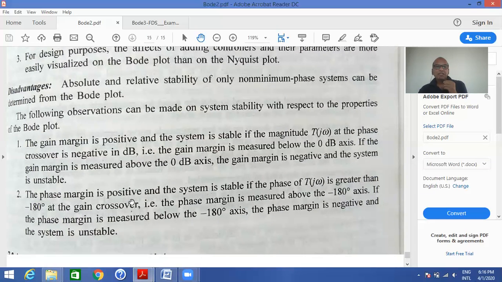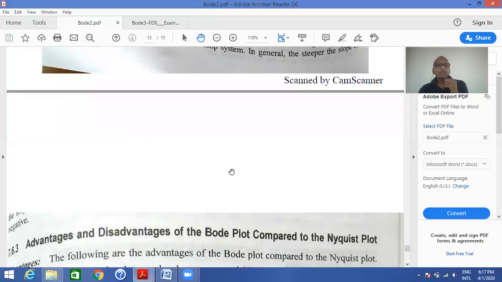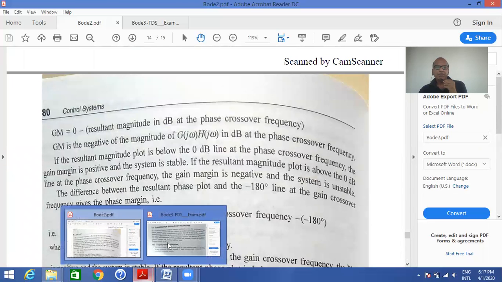Similarly, the phase margin is positive and the system is stable if the phase angle of G(j omega) is greater than minus 180 degrees at the gain crossover. That is, the phase margin is measured above the minus 180 degrees. They are opposite: GM below the 0 dB, then phase margin measured above minus 180 degrees, and the system is said to be stable, otherwise the system is unstable. This is the determination of the GM and the PM.